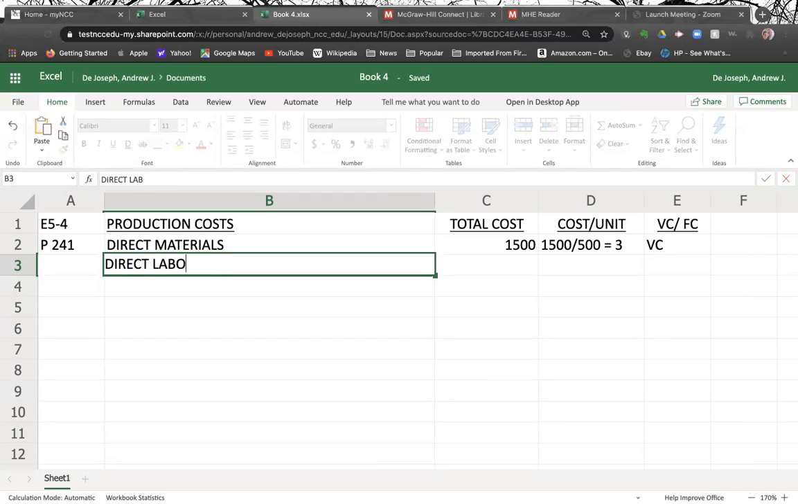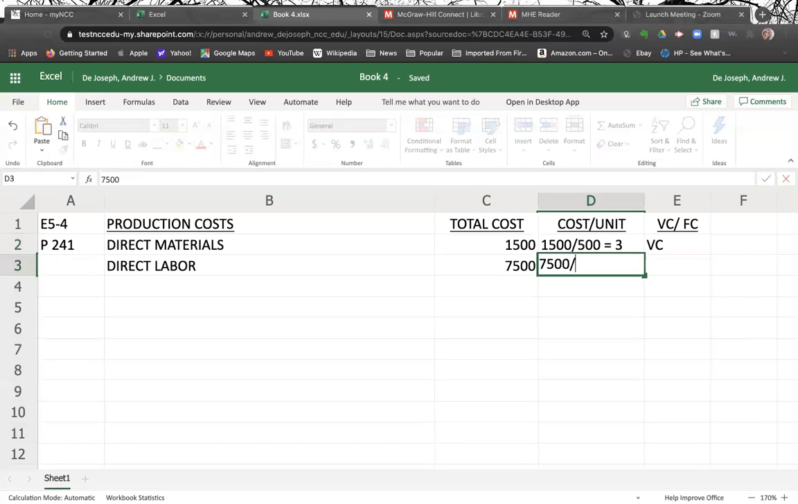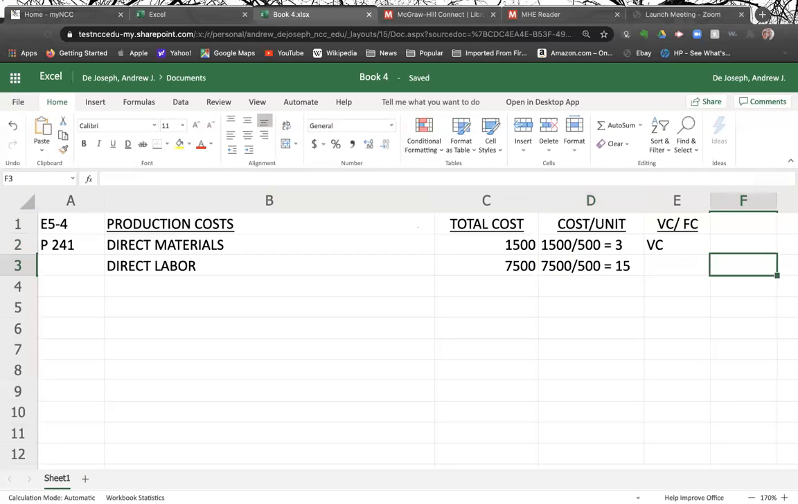Direct labor was 7,500. Now, on a per unit basis, 7,500 divided by 500 is what? $15? Right, $15. And direct labor is, right, another variable cost.